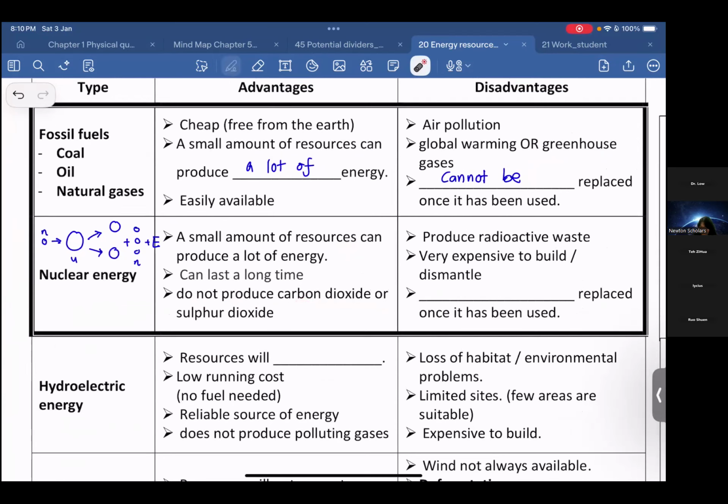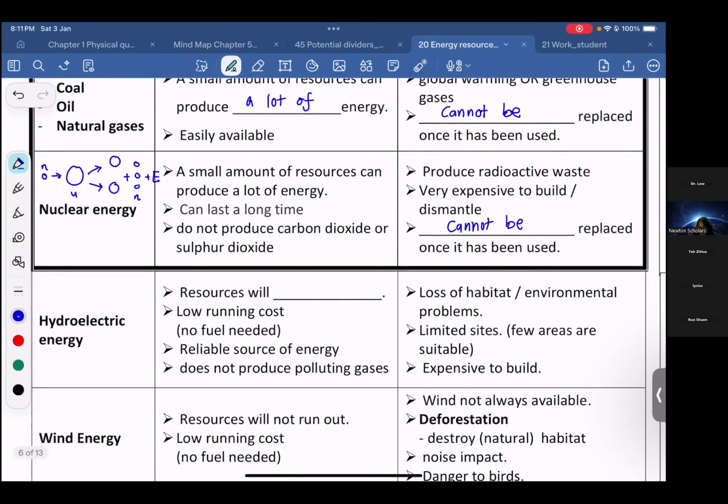Okay, so same things. What is the disadvantage? It cannot be replaced once it has been used. So one day it will be finished, used up. Okay, then next is the renewable.